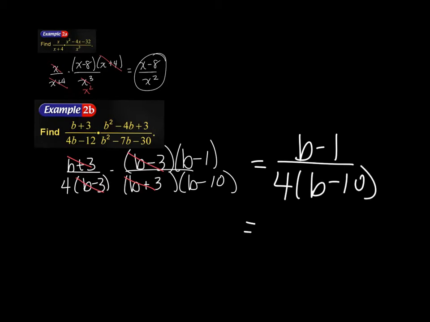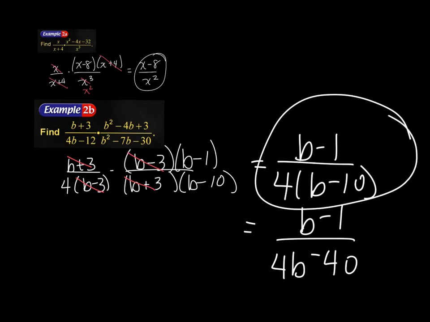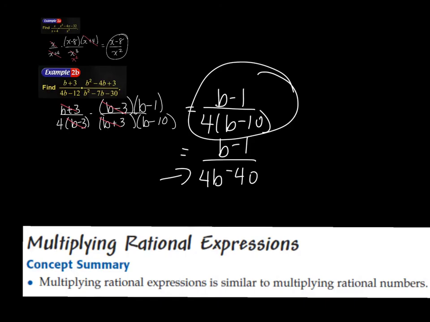And in my answer key, they distributed out the 4. Just FYI, I would probably go with the first answer, but these are equivalent solutions. Not the book's best summary ever. Multiplying rational expressions is similar to multiplying rational numbers.